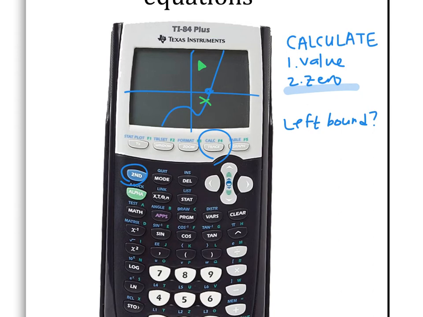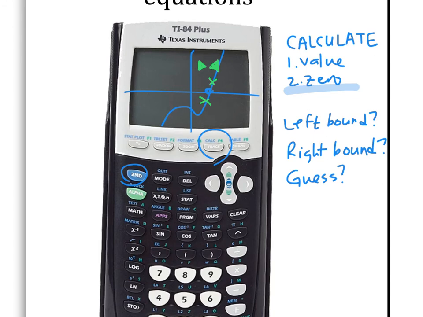Now your calculator is going to say right bound. They're saying, where do you want me to stop checking? So I want my cursor to be somewhere here, so I'm going to go to the right. Once I'm somewhere on the right of the 0, I click enter again. Then I'm going to see this arrow that locks between the two arrows pointing towards each other. The last thing it's going to ask is guess. Guess means, where do you think the real 0 really is? I don't really play a lot with it. I just click enter anyways.